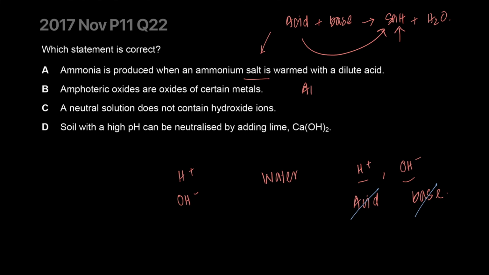Soil with high pH can be neutralized by adding lime. Well, actually, it can be worsened. Soil with low pH can be neutralized because lime is alkaline. This is already higher, right? If this was low, that would be correct. So the correct answer right now is B. I'm going to go with A.